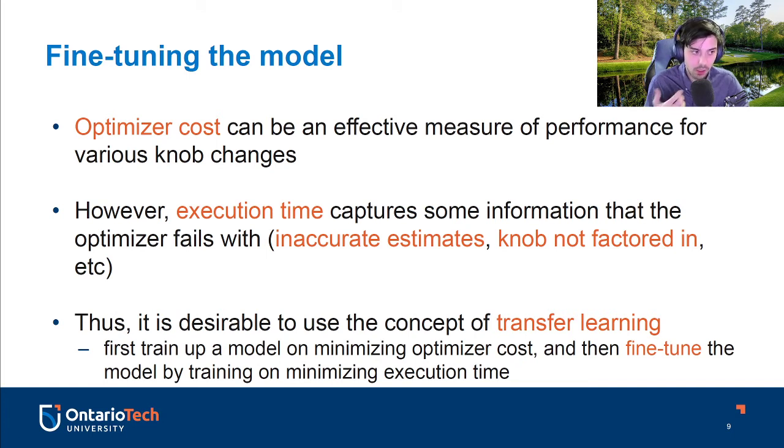The optimizer is known to sometimes have inaccurate estimates because, well, they're estimates, right? So there is a probability of it making incorrect estimates. Some knobs aren't always fully factored into the optimizer, so it's hard to learn solely on that. With this knowledge, it's kind of desirable to use the concept of transfer learning.